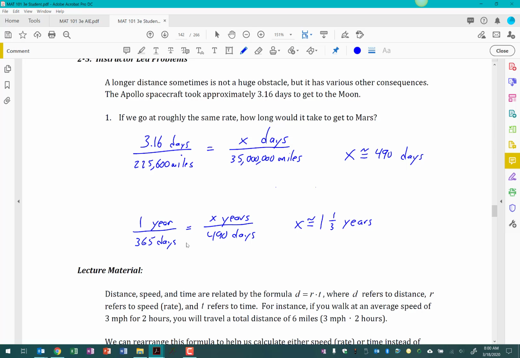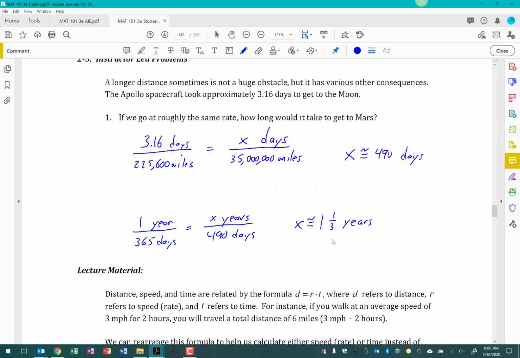So I went an additional step, and I converted that number of days to years. If we take what we know to be true, that 1 year is composed of 365 days on the left, and we compare that to an unknown number of years to the 490 days on the right and solve that proportion, it comes out to about 1.3 something years, or about 1 1/3 years. You could think of that as 1 year and 4 months.